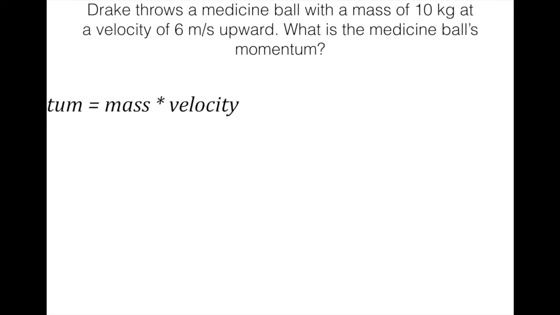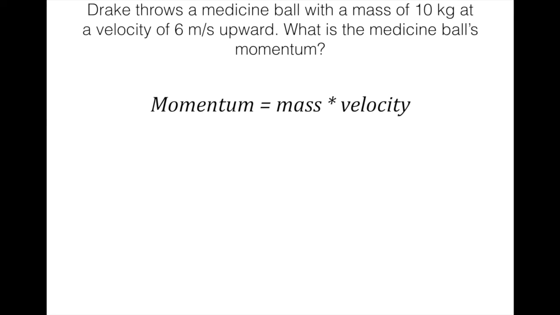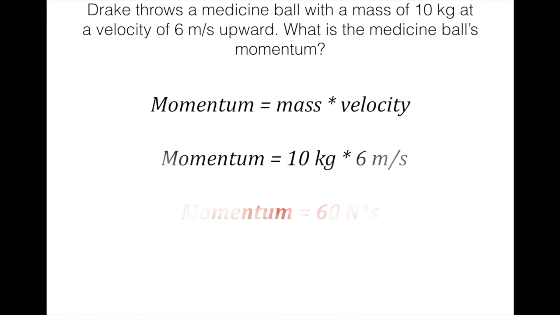Okay, so what we'll do is we'll use our formula. Momentum equals mass times velocity. We plug in our information. Okay, 10 kilograms is the mass of the ball, and the velocity it's going at is 6 meters per second. We do the multiplication. 10 times 6 is 60. And the units we use are Newton seconds, okay? So the momentum of Drake's medicine ball he threw into the air is 60 Newton seconds.